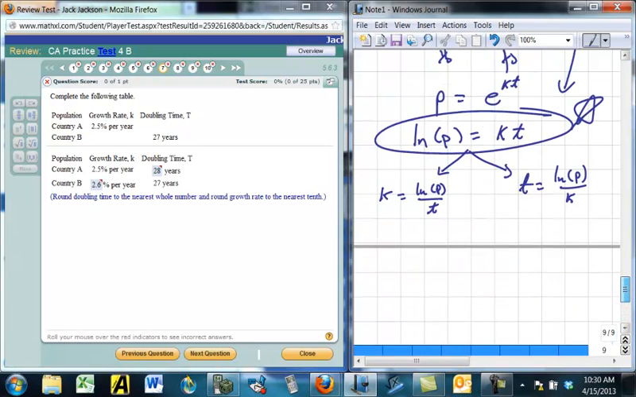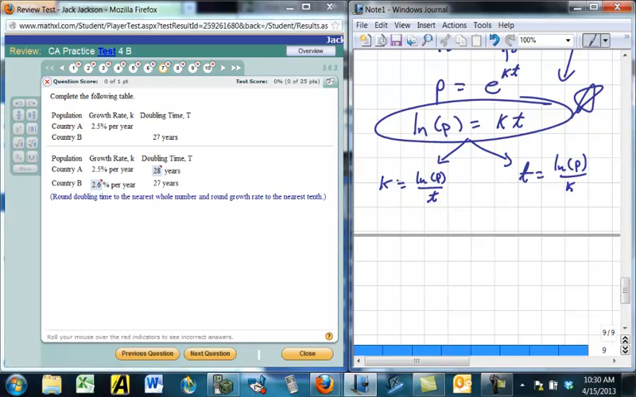Now, we have one problem where we're using the left one and one where we're using the right one. So country A, we know their growth rate K, and they do mean the K that I use in class, which is the exponential growth rate here. And they know K, so we're going to use the one on the right. To find the doubling time T, P is 2, because we're doubling. If we were tripling it, P would be 3. If we were doing a half-life, P would be 0.5. If we were trying to find the time until 75% remaining, P would be 0.75. And we just divide by the K.